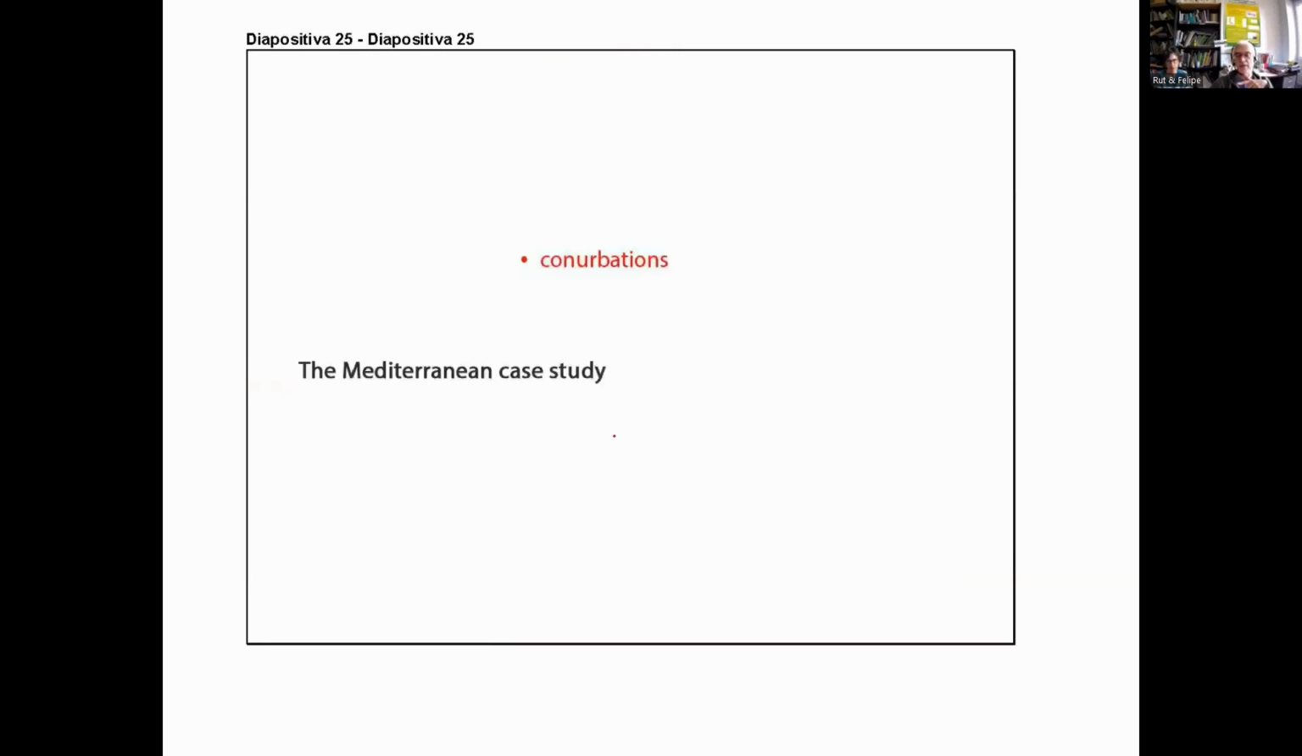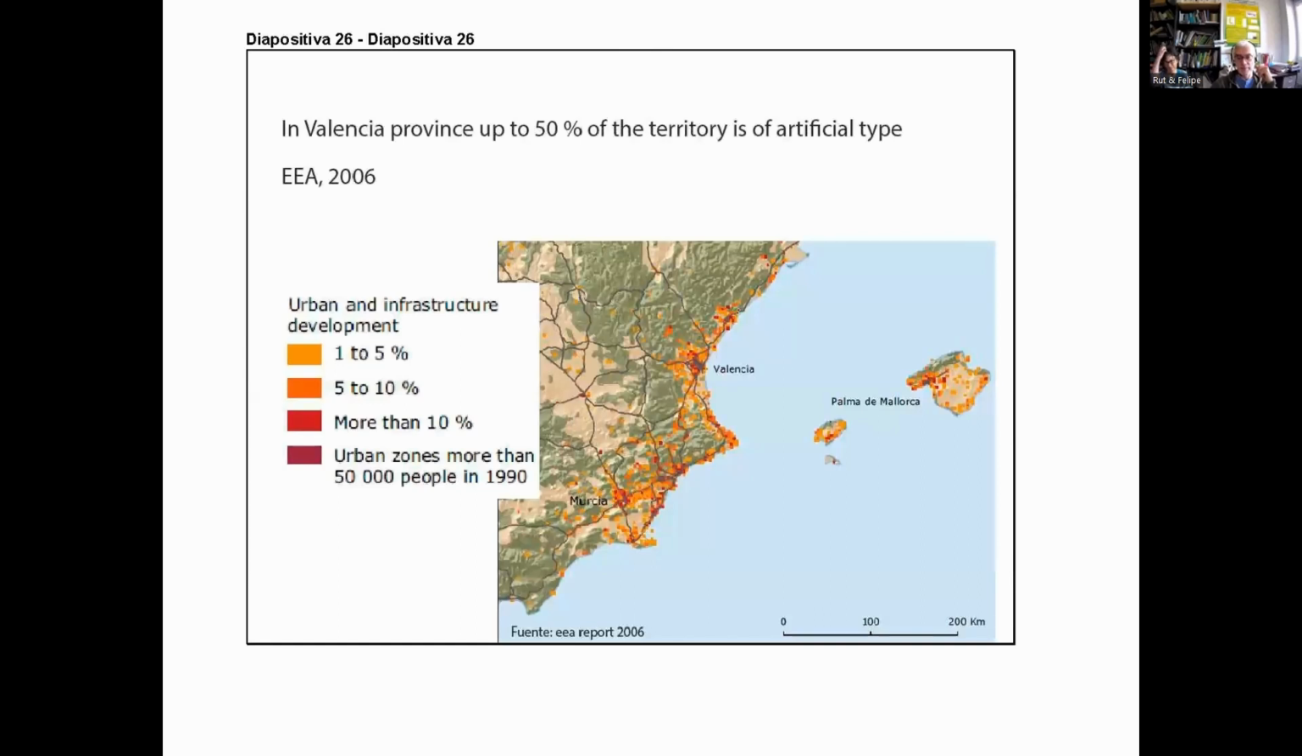talking about conurbations in the Mediterranean, because here we have problems with biodiversity on the Mediterranean coast. If you see this map, this is the east part of Spain by the Mediterranean Sea. For example, in Valencia province, which is this territory that I am enclosing with the pen, 50% of the whole territory of the province is urban territory. It's artificial territory, a kind of suburban cities and roads mainly.